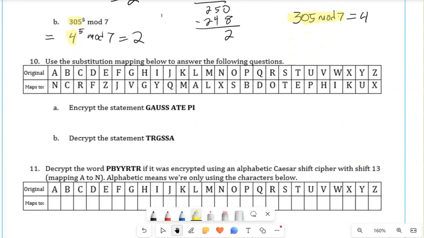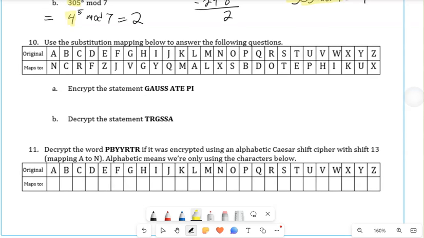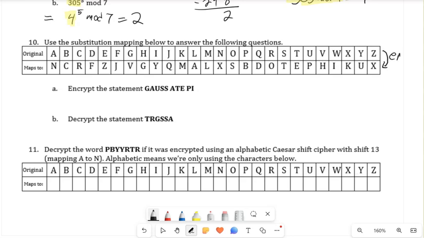All right, number 10. Use the substitution mapping below to answer the following questions. Encrypt the statement Gauss 8 pi. So it's important to know that the nice numbers, the alphabet on top, going down, this is the encryption. Going backwards, this is the decryption. Most people get the encryption part right, but some people decrypt the message, but what they actually do is re-encrypt it because they go the wrong direction. So make sure you're going in the correct direction.